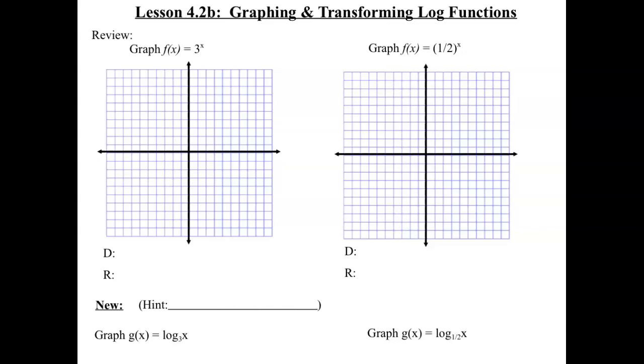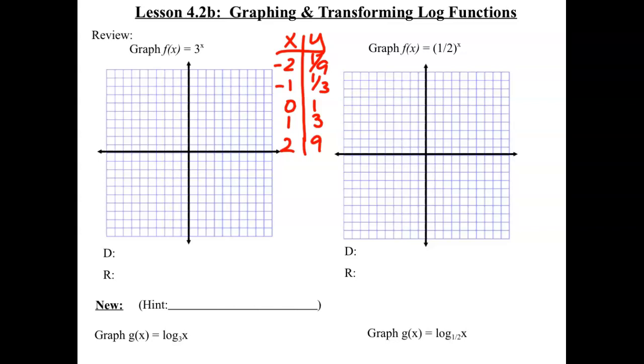Make your table. And we'll just go from -2 to +2. What is 3 to the -2? It's going to be 1/9. Remember that negative exponent makes it flip over. 3 to the -1, 1/3, anything to the 0, 1, 3 to the first power, and 3 squared.